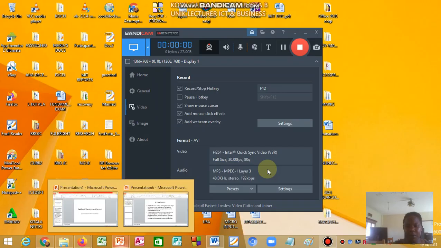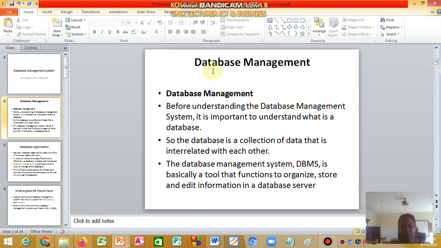Database management system, and we begin by defining what a database is. We are going to see what a database is, database management system, different types of data, and the rest. So, before understanding the database management system, it is important to understand what databases are.